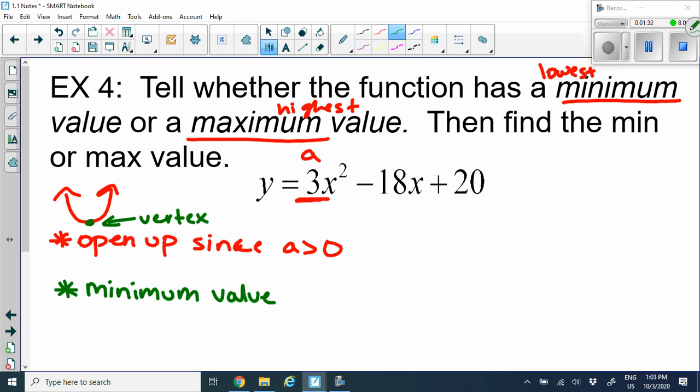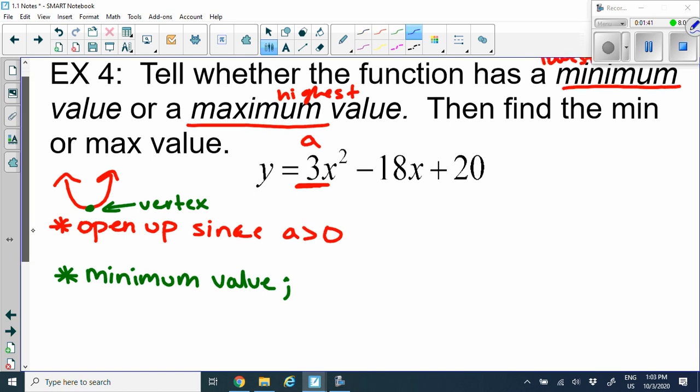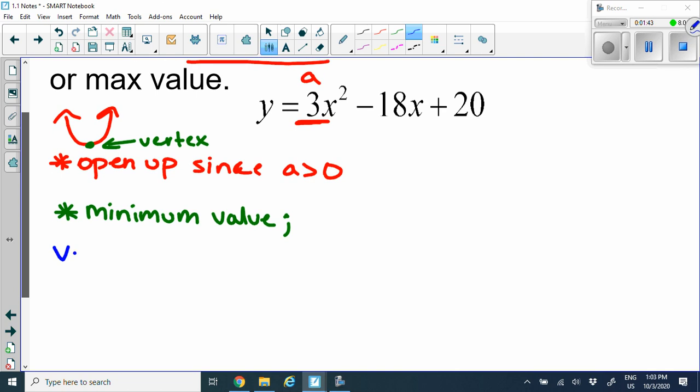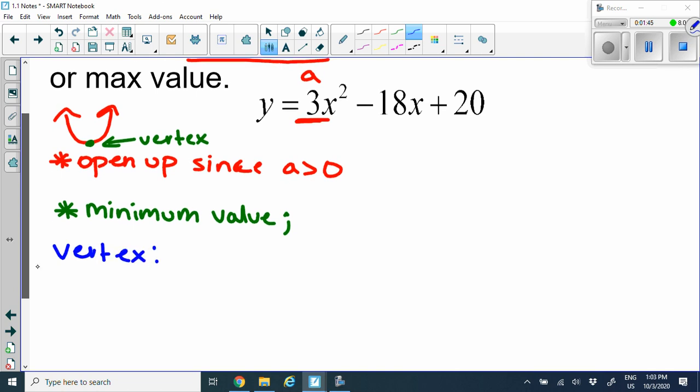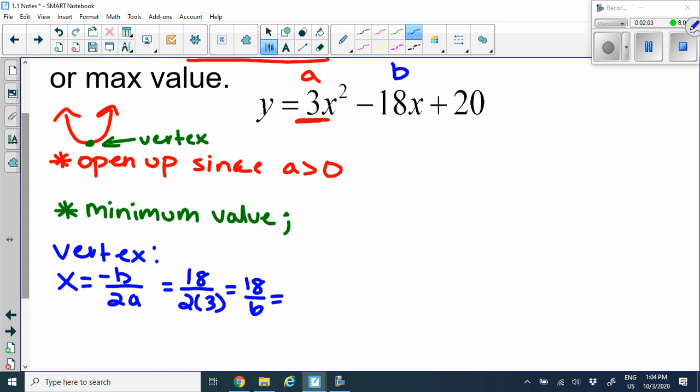Now we need to figure out what is the minimum. So to find that, we're going to figure out the vertex. Okay, so to find x, we do opposite of b over 2a. We know a is our 3, and so b is going to be negative 18. So our opposite of b is going to be 18 over 2 times 3. So that's 18 over 6, which gives us 3.